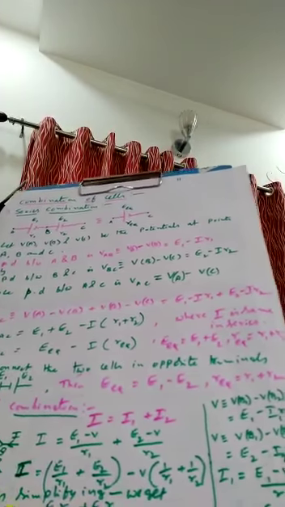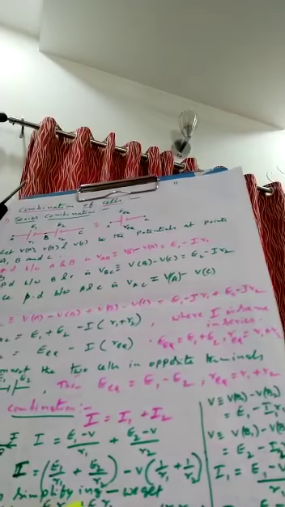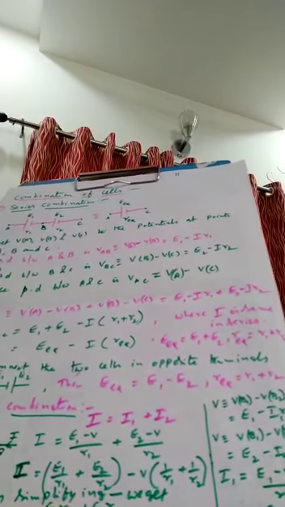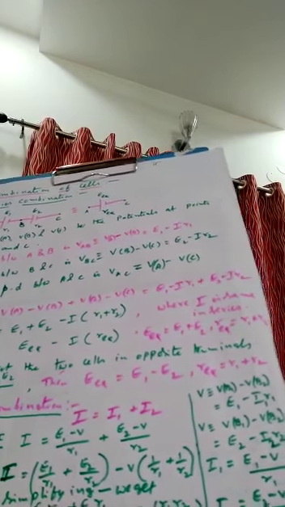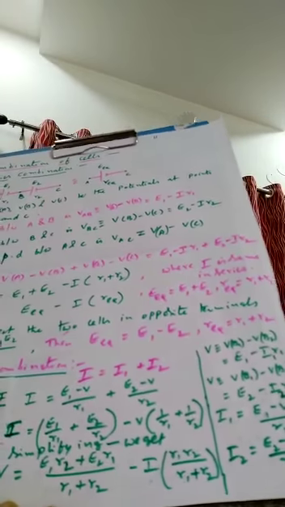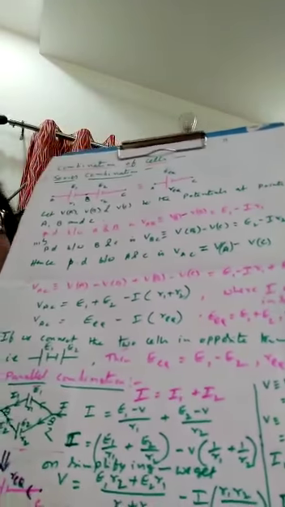The value of V is given by (E1R2 plus E2R1) upon (R1 plus R2) minus I into R1R2 by (R1 plus R2). In this way, we will find the value of equivalent EMF and equivalent internal resistance. So how do we find the net formula? With further simplification, we get the formula for internal resistance and also for the equivalent EMF of the cell here.